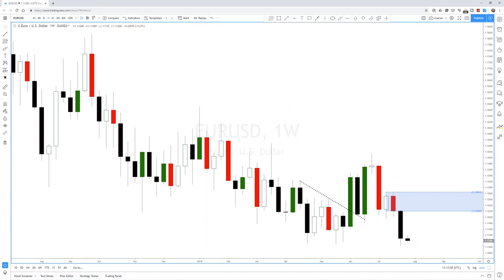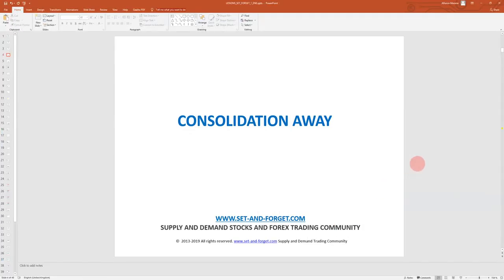Consolidation away is one of the most important rules, together with the strength of the impulse, the departure. So do not ignore it, because it is a very powerful rule you need to pay attention to every single time you look at an impulse.